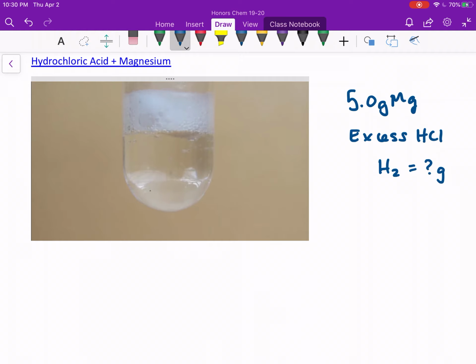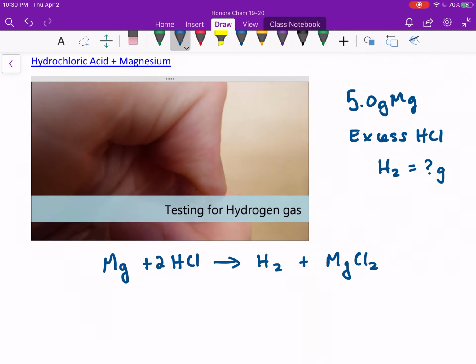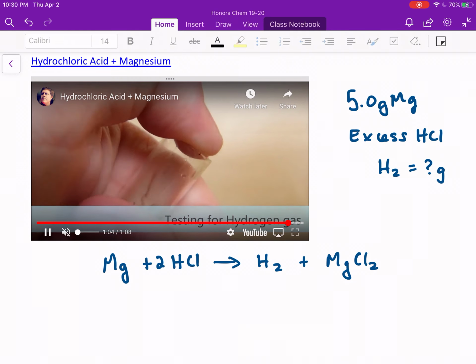And so we have our balanced chemical equation where we know we have our magnesium. It's going to react with our hydrochloric acid. And when it reacts with hydrochloric acid, we're going to get H2 plus MgCl2 if we pay attention to charges. And then we know to balance it, we're going to need to put a 2 right here. All right.